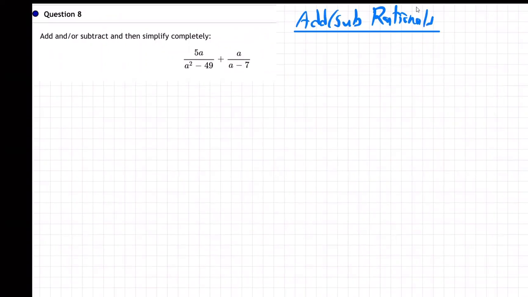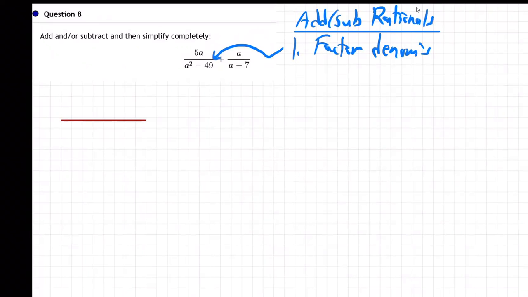Step number one is factor denominators. So that denominator needs to be factored. So I'll bring it over here, just like this.